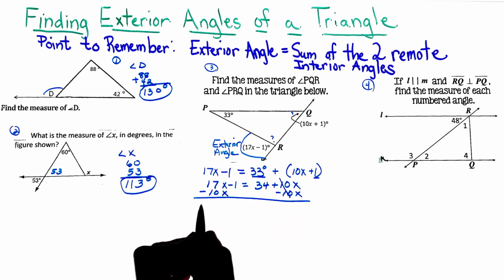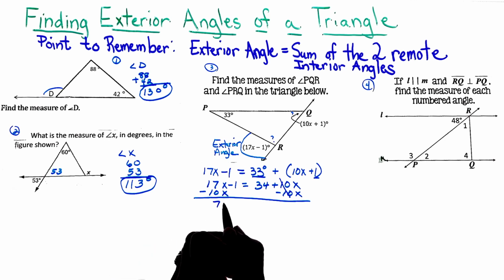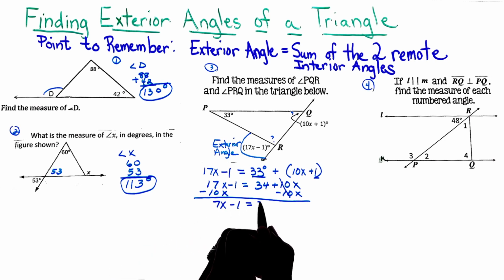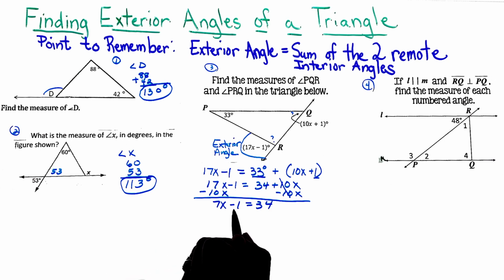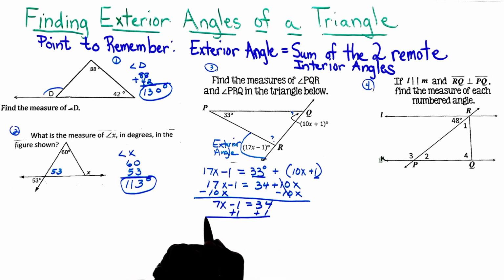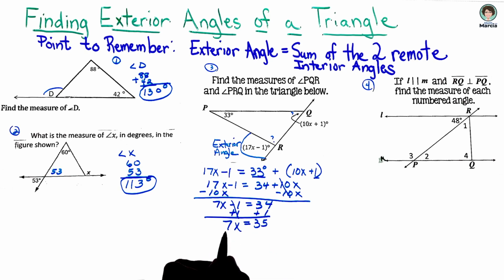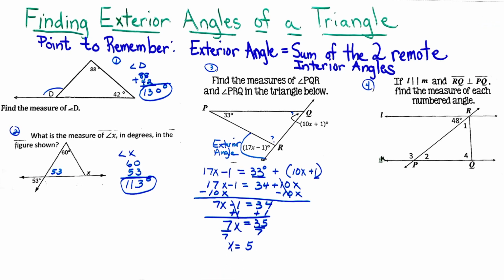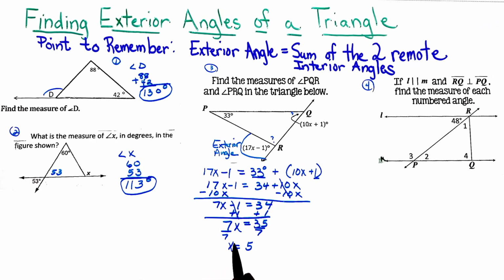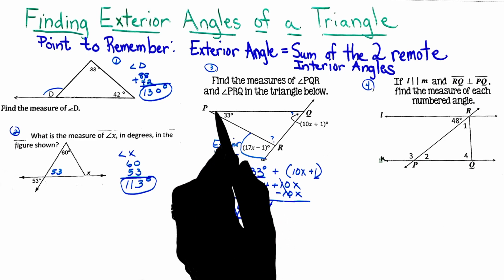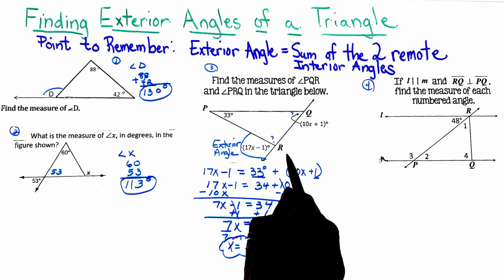So this cancels out, and I end up with 7x minus 1 equals 34. I am now going to add 1 to both sides. So 7x is equal to 35. And finally, we are able to find that x is equal to 5. Okay, so we got this. So we're going to use this value to find PQR and then angle R.